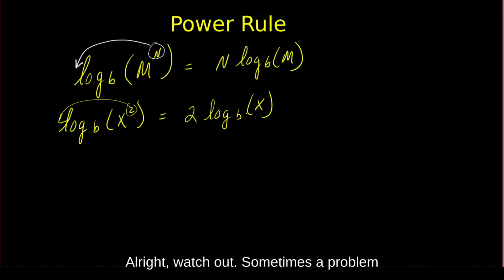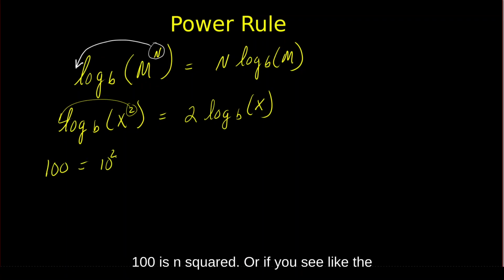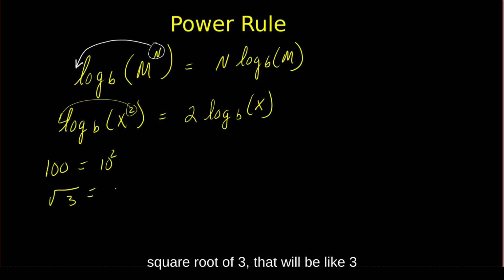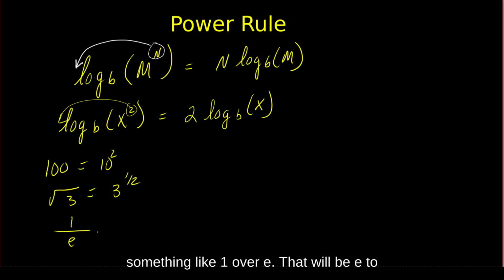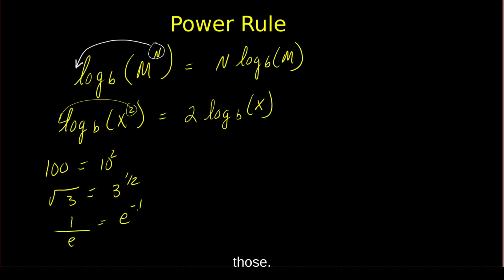All right, watch out. Sometimes a problem will try to trick you. The logarithm may not be written as a power. It may have like 100, but remember, 100 is 10 squared. Or if you see the square root of 3, that will be 3 raised to the 1/2 power. Or you see something like 1 over e, that will be e to the negative first power. So watch out for those.